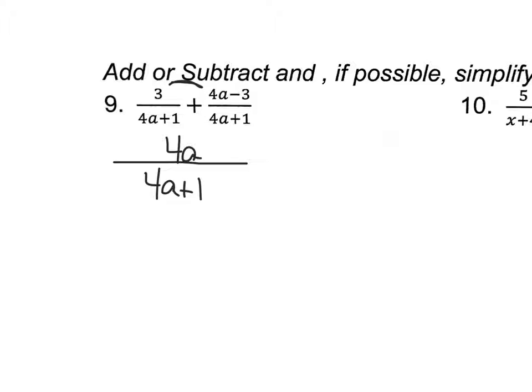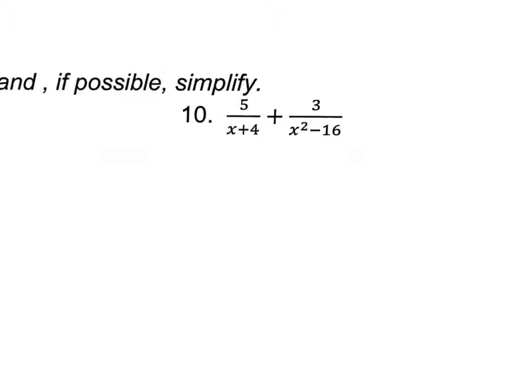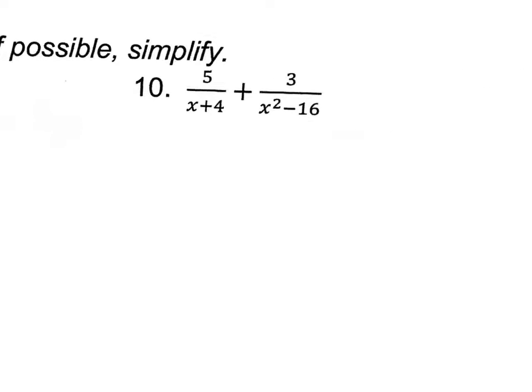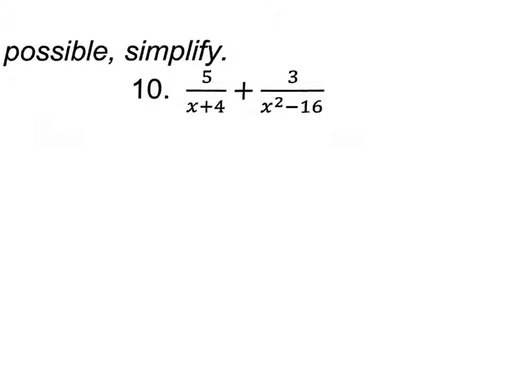Now please do not be the person who takes those 4a's and cancels them out. Remember, you can only cancel factors. You haven't factored, there's nothing to factor in your denominator, so you can't cancel those 4a's. Be careful about that. Number 10, 10 does not have these common denominators, so you have to find one.